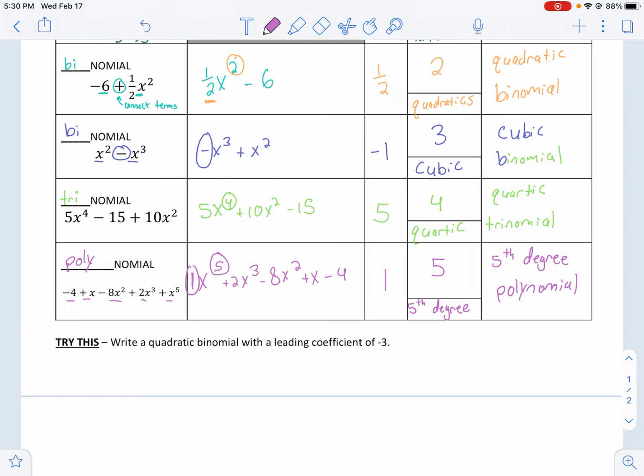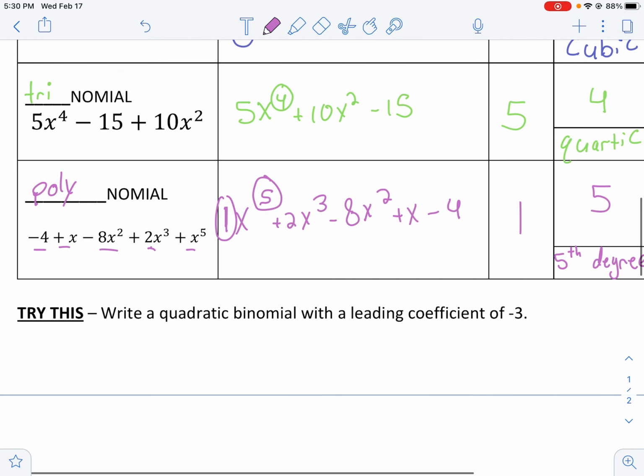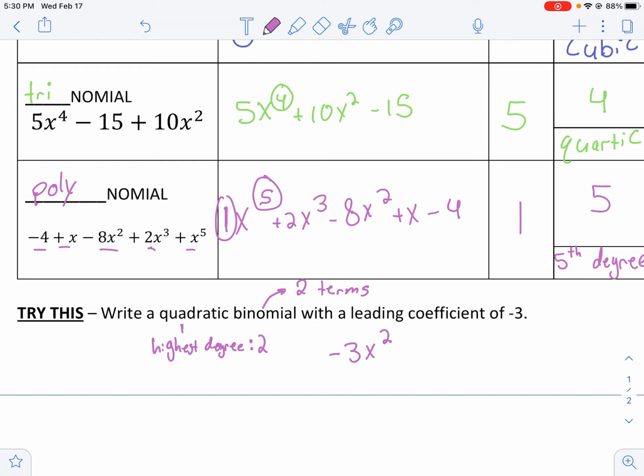Alrighty. So this last part says try this. Write a quadratic binomial with a leading coefficient of -3. Quadratic means that the highest degree is 2. Binomial means that there's 2 terms. And then the leading coefficient is -3. So we have a -3. Highest degree is 2, so we have x squared.